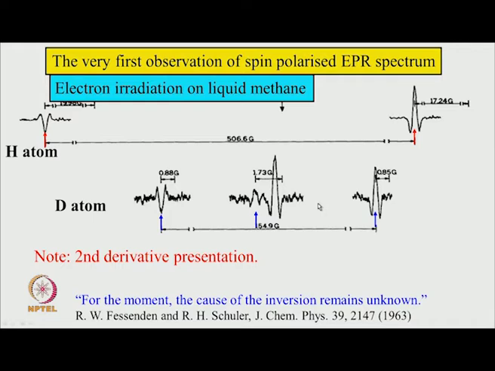Now, the first time such a signal was seen was way back in 1963, when these two scientists, Fessenden and Schuler, were actually irradiating liquid methane by an electron pulse. I suppose that this electron beam was breaking this molecule and producing hydrogen atoms, and what they saw here is the two lines of the hydrogen atom, one is here, the other is there, they have exactly opposite phase.